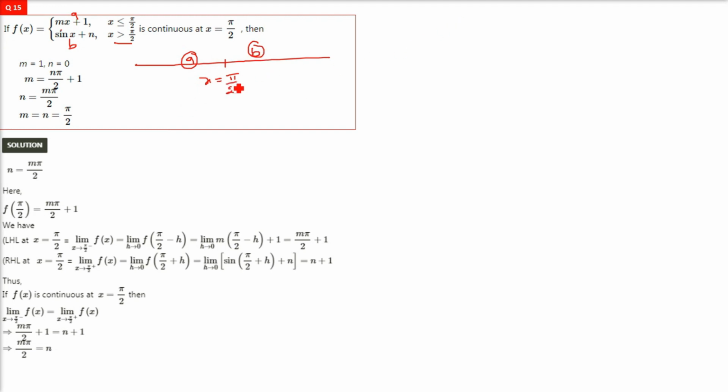Okay. So the point of contention for checking continuity is pi by 2. We are going to take the left hand limit and right hand limit. For the left hand limit we take x as pi by 2 minus h. For the right hand limit we take x as pi by 2 plus h. So this is m into pi by 2 minus h plus 1. This is what we have taken for the first one. But on the right hand side we have to take the function b, which is sine. I am replacing x by pi by 2 plus h, sine of pi by 2 plus h, plus n.